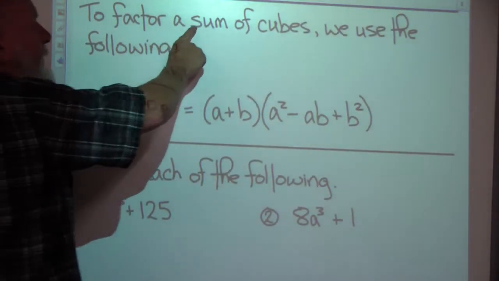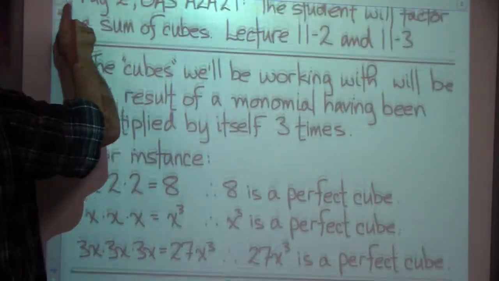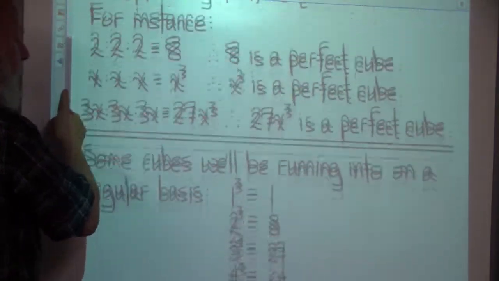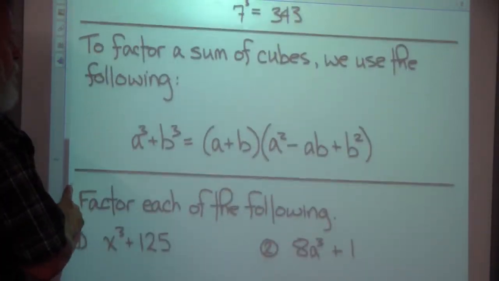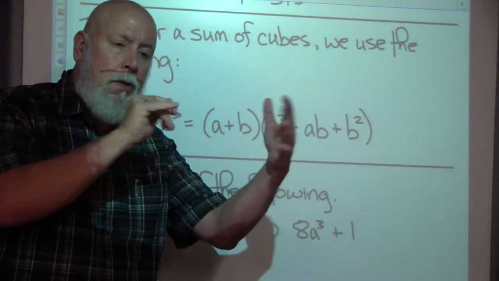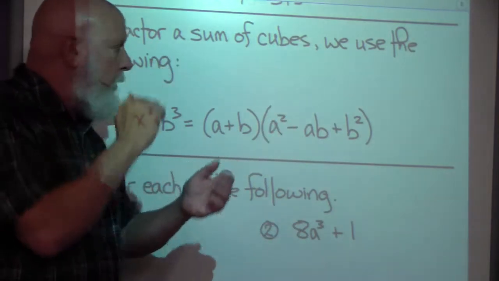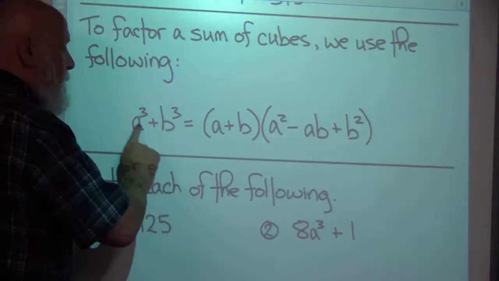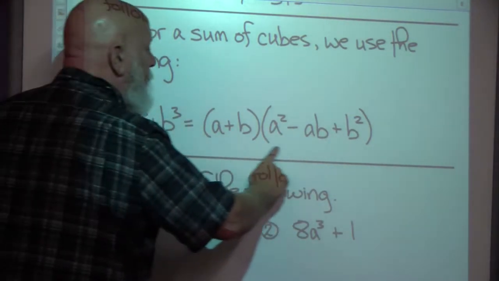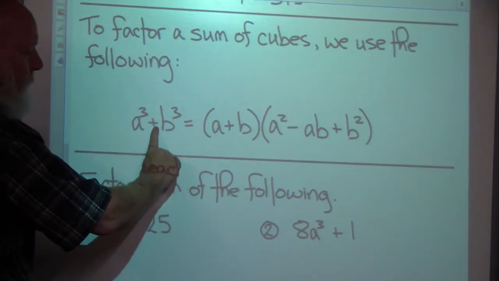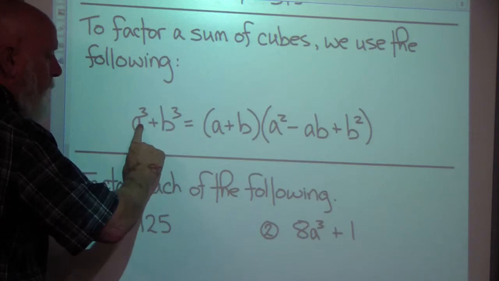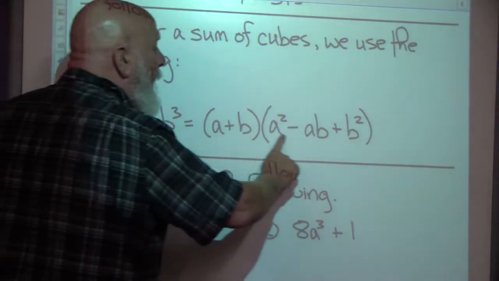To factor a sum of cubes, which is our objective for today, means we're going to have 2 cubes that are added together, and we want to break it into 2 chunks, which we call factors, such that if I multiply those together, I get a sum of 2 perfect cubes. This is the pattern that we use right here. If you're given a sum of 2 perfect cubes and you want to factor, use this pattern.